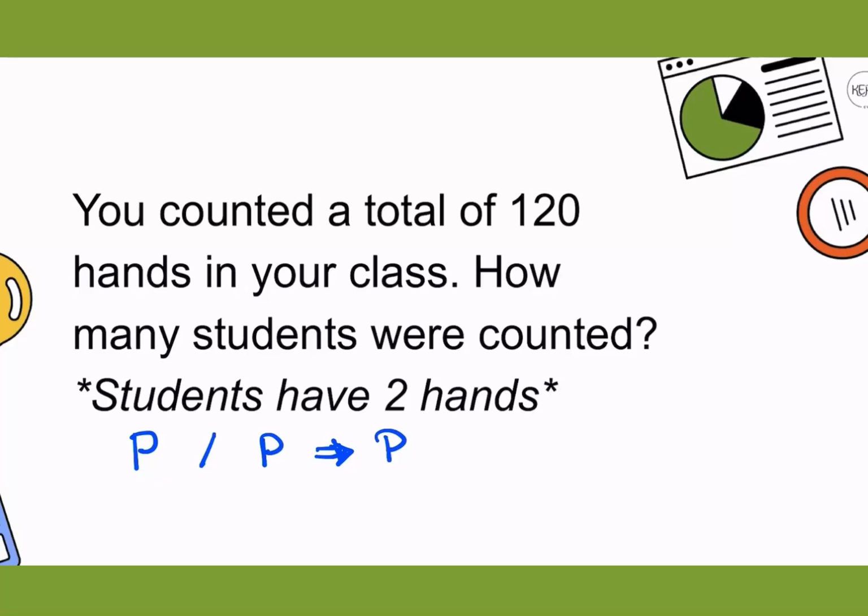So if we now substitute in the values here, we have 120 because that's the total number of hands, and 2 belonging to a person or a student here. So 120 divided by 2 is a positive 60. So we can say that there were 60 students in the class if you counted a total of 120 hands.